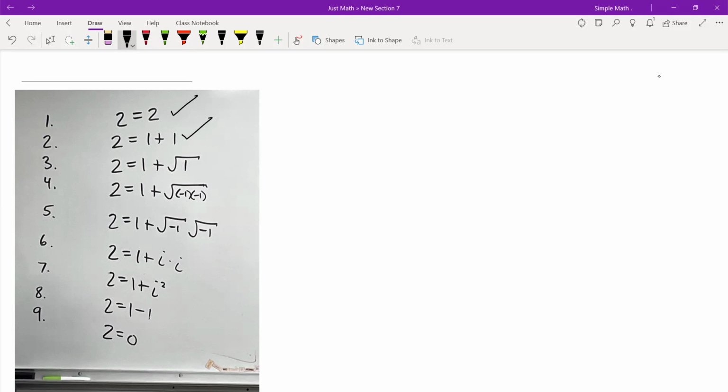Now, the problem starts when we have this. Okay, because this is not entirely true. First of all, 1 plus 1 is always 2. It goes just one way. 1 plus 1 is 2, it can't be anything else. But then when you have 1 plus root 1, you now have two options.